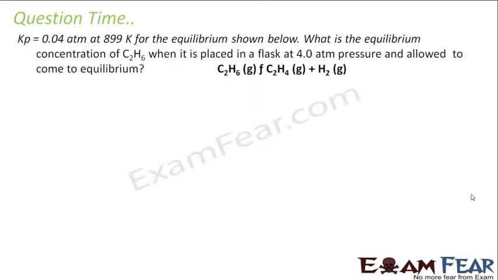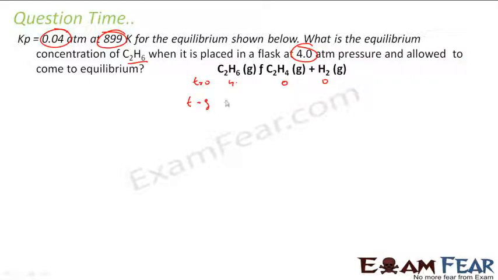Let's take one more example. The Kp is 0.04 atm at almost 900 Kelvin. What is the equilibrium concentration of C2H6 when it's placed in the flask at 4 atm and allowed to come to equilibrium? That means at t is equal to 0, you have 4 atm pressure for C2H6, and there is no pressure for the products because they don't exist.